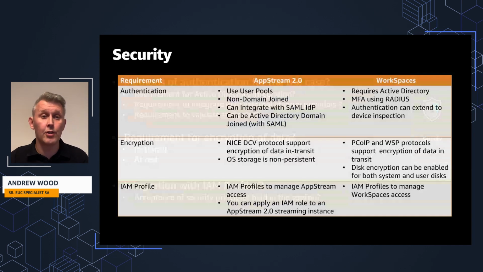Now, when considering security, key selection points, differences for AppStream and workspaces include the following. So if we talk about authentication, both AppStream and workspaces integrate with Active Directory. Customers can connect their AD to AWS via Direct Connect or VPN, or extend their AD into AWS, or make use of managed AD. Workspaces must be domain joined. Now, AppStream can operate without AD. You can integrate with SAML2 identity providers if you need to.